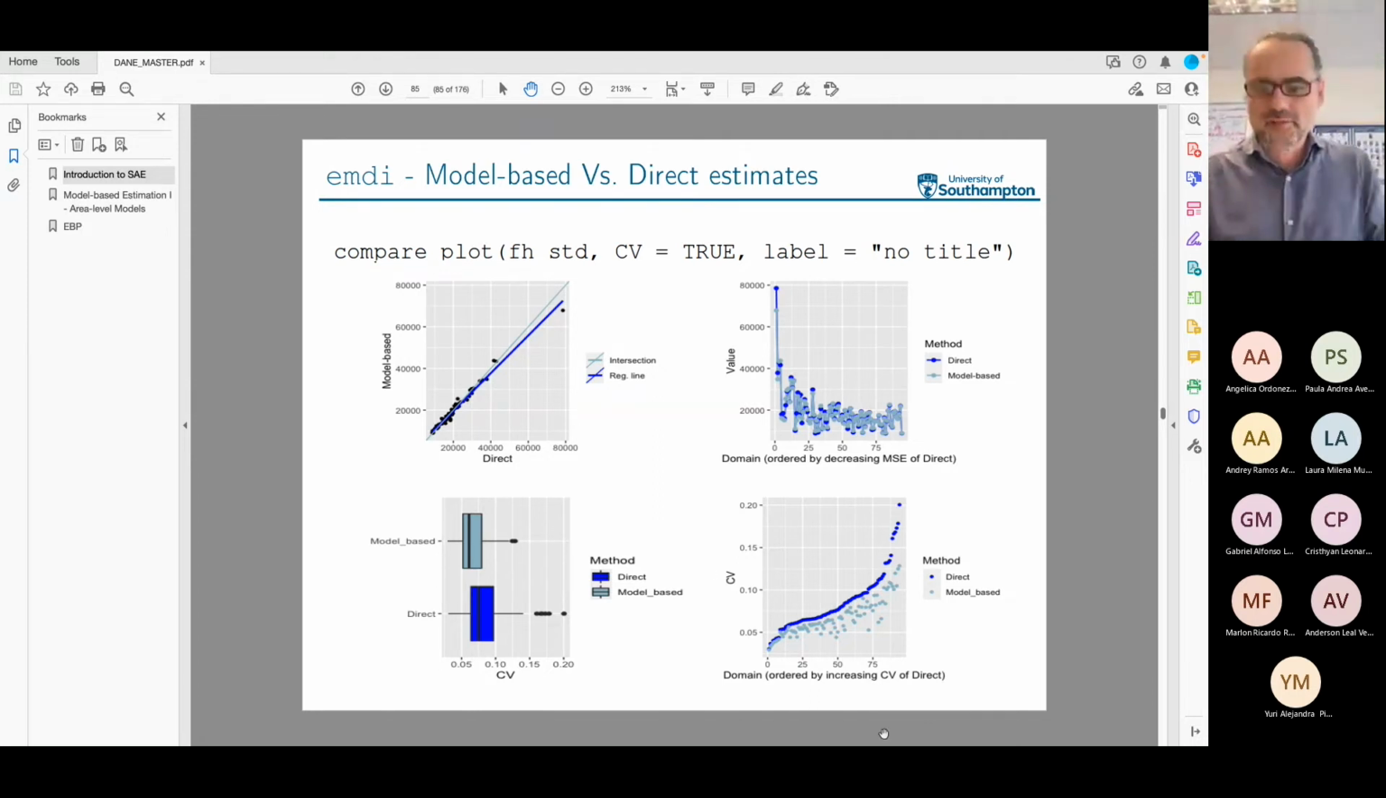And then the final plot is effectively a plot of coefficients of variation, where domains are ordered by increasing CV of the direct. You see that in most cases the CVs of the model-based estimates are below those of the direct estimates. So in this case, the compare plot function can be used to do some comparisons between the direct estimates and the model-based estimates, which is really important when you communicate the results and prepare a poverty assessment or any other kind of report for official purposes. It's very good for those groups and advisory panels that review your work to have an understanding of what gains the model, if you use a model, brings into the estimation process.